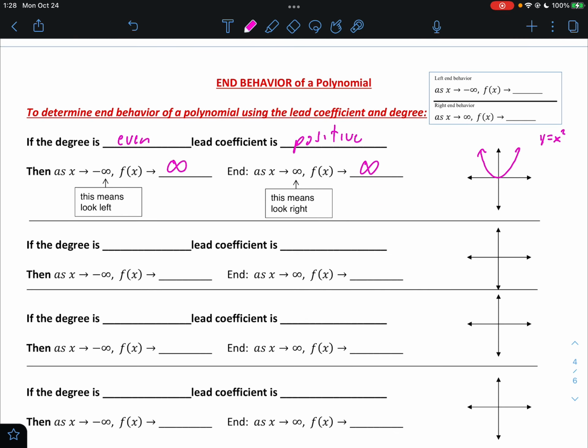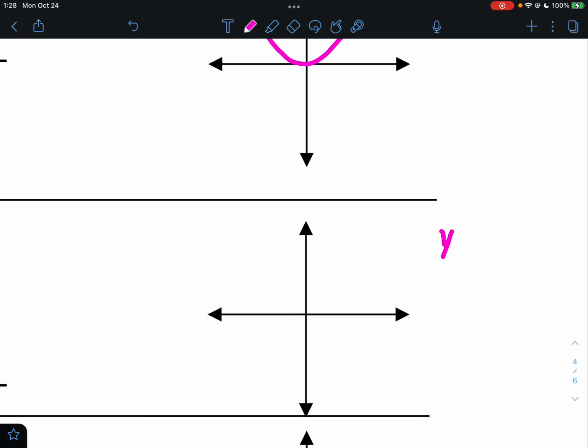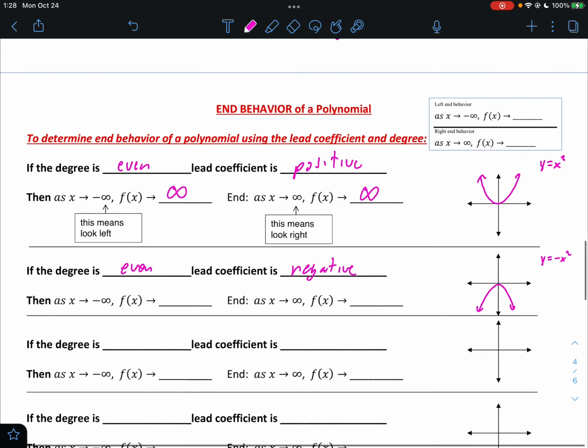All right, what if the degree is even, but the leading coefficient is negative? So for that one, maybe we can look at the y equals negative x squared graph. That would look something like this. As x goes left, this is going down. As x goes right, this is going down. So both of our answers here are negative infinity.